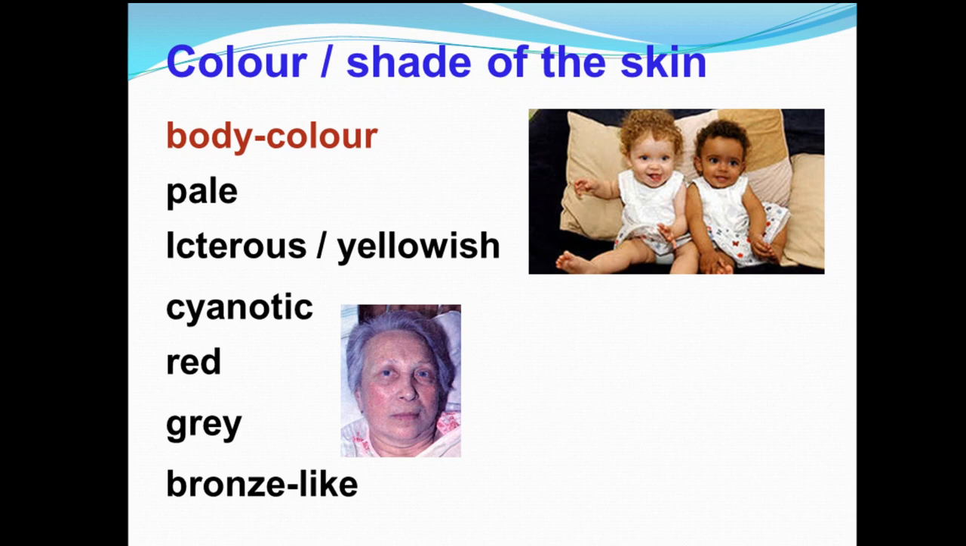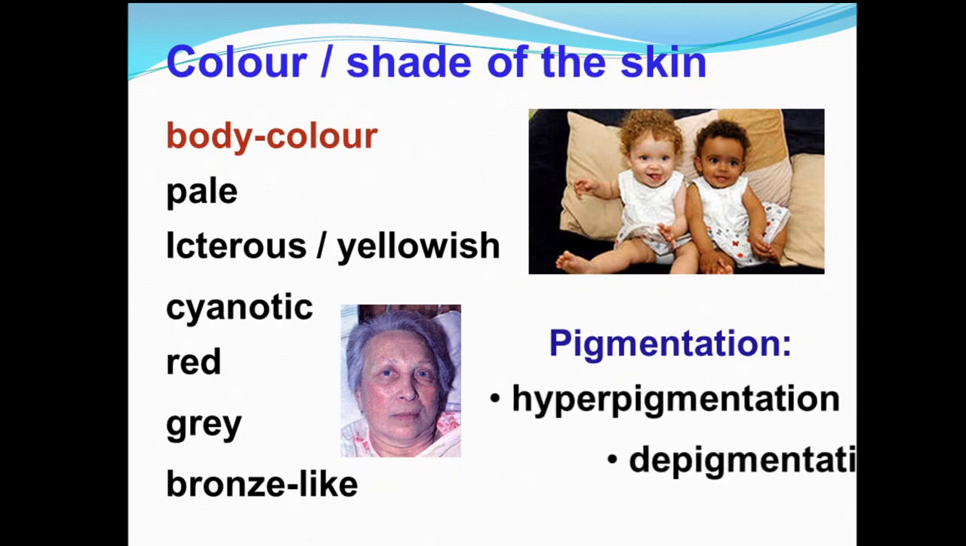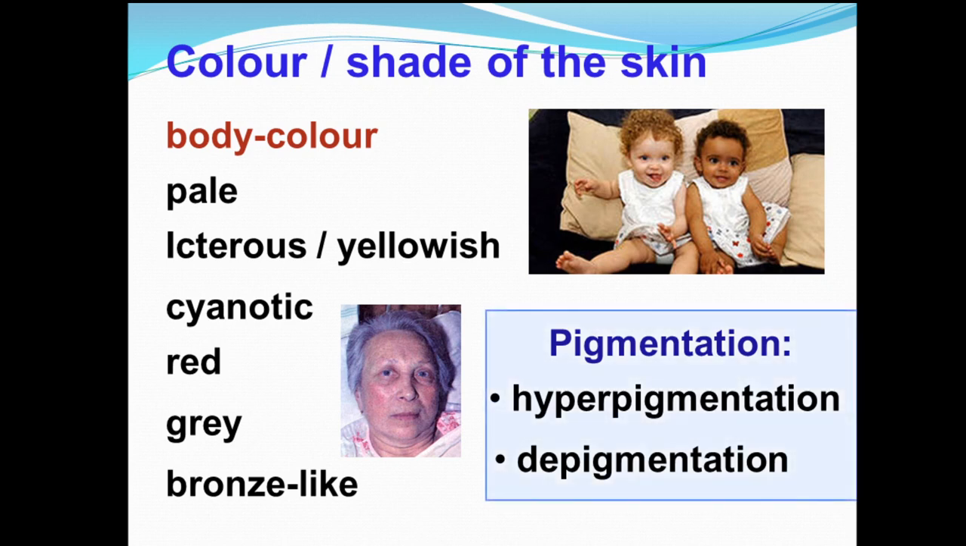Bronze color is due to dysfunction of the adrenal glands, for example. Color of the skin may be changed on a local site of the body. In this case, we are talking about pigmentation, which may be distinguished into two types: hyperpigmentation or depigmentation, absence of color on definite sites of the body.